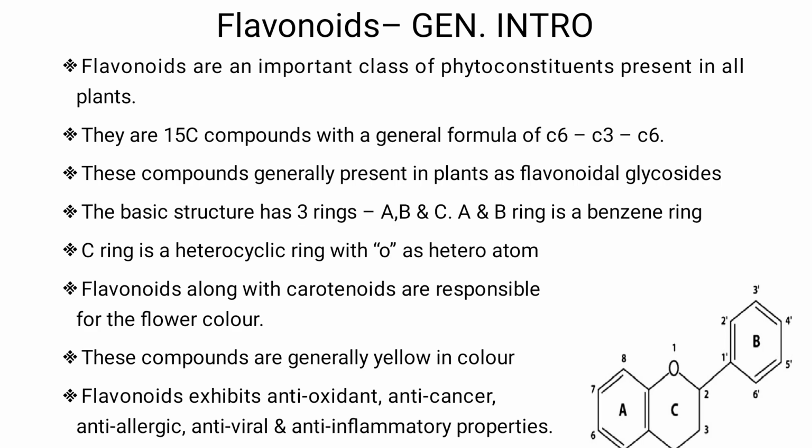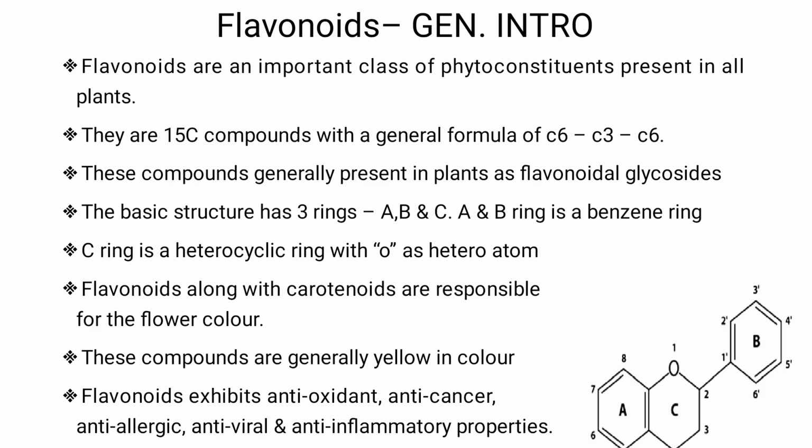And they are 15 carbon compounds with a general formula of C6, C3, C6. So the general structure of flavonoid is it contains three rings. We'll name it as A, B and C. A ring, B ring and C ring.